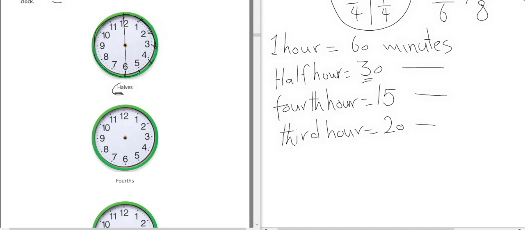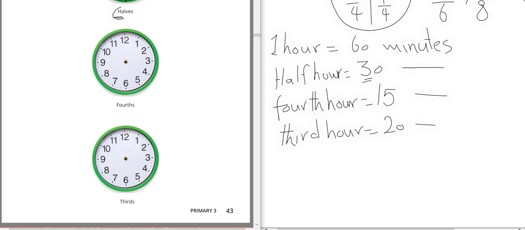Okay. The second one, fourths. How many fourths in one circle? 4 fourths. Okay. We know that fourth hour equals 15 minutes. So from 12 to 1, 5, 10, 15. From 12 to 3, that is fourth.